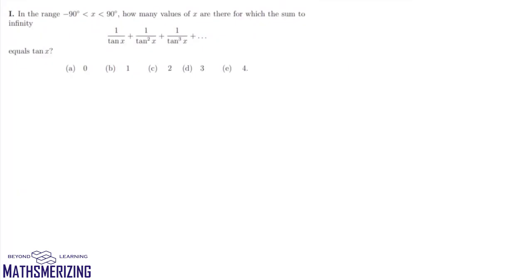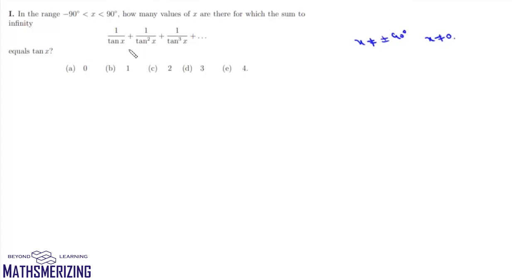Now question I is, in the range of -π/2 to +π/2, how many values of x are there for which the sum to infinity of this series is equal to tan x? Now we know that for tan x, x should not be an odd multiple of π/2. So x cannot take the value plus or minus 90 degrees, which actually is not given in the question. And also the denominator cannot be 0. So x cannot take the value 0.